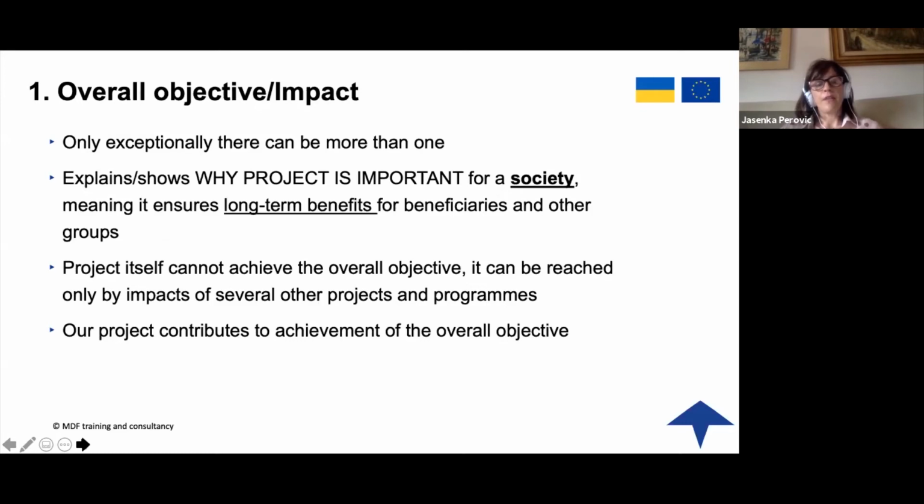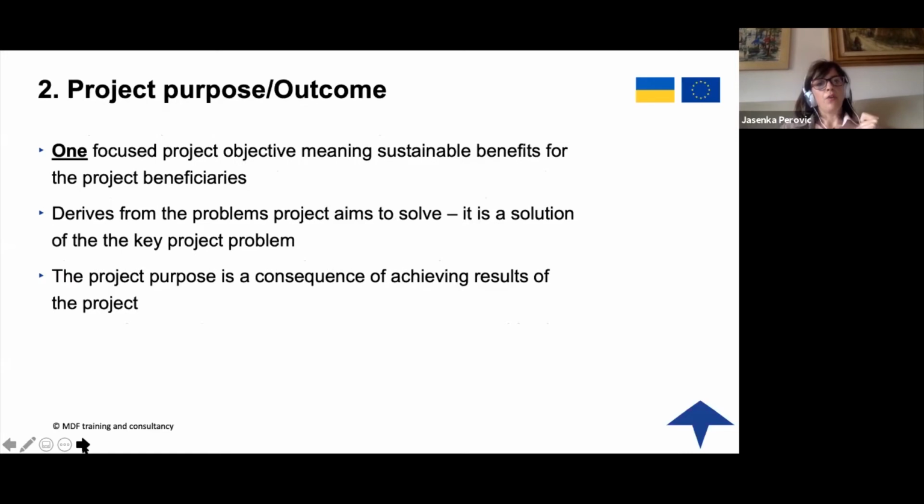A project itself cannot achieve the overall objective. We said it can only contribute to, and our project contributes to, achievement of the overall objective. Project purpose, one focused project objective, meaning sustainable benefits for the project beneficiaries, derives from the problems the project aims to solve. It is the solution of the key project problem. The project purpose is a consequence of achieving the results of the project. All of this I've said already, but this is really to summarize again.